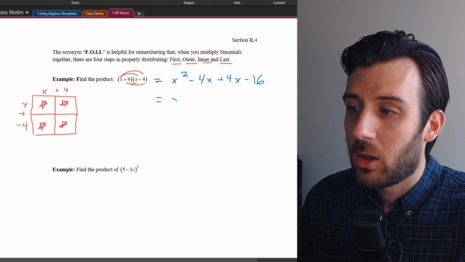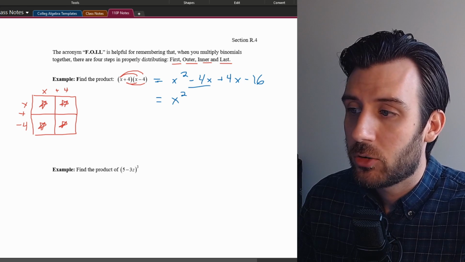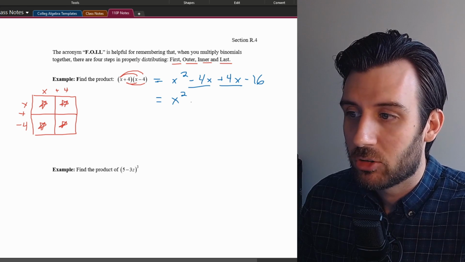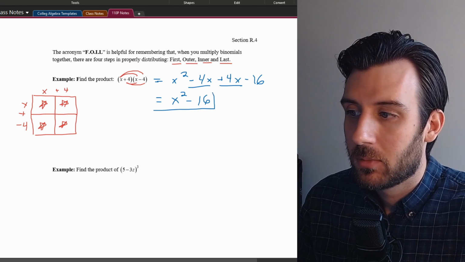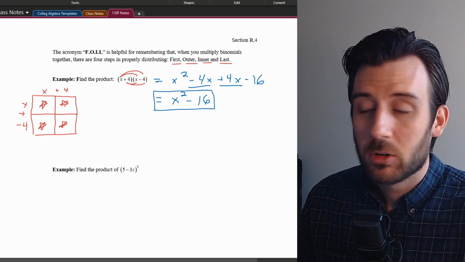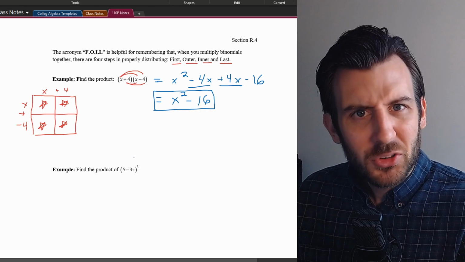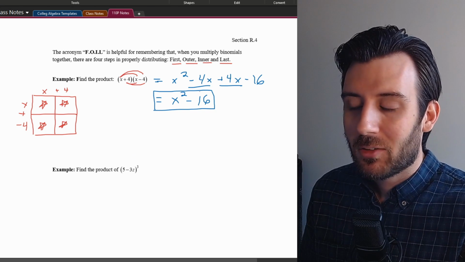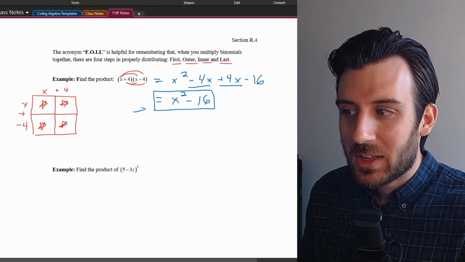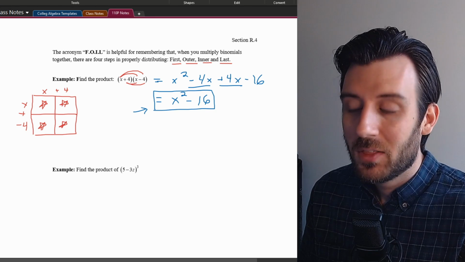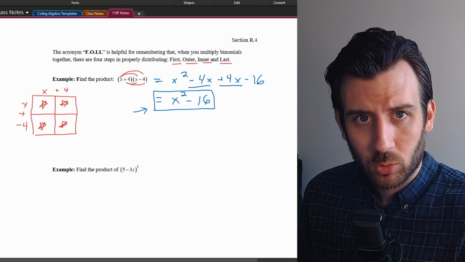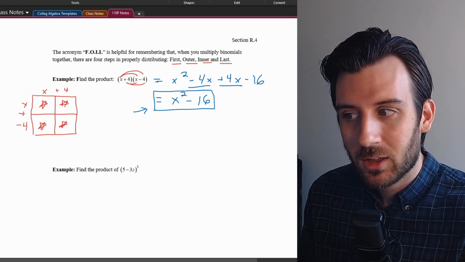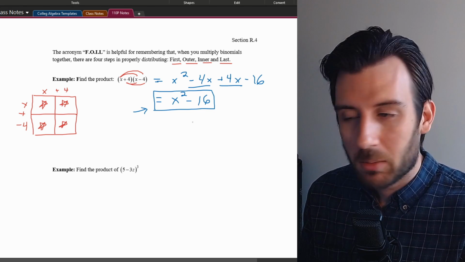I can then simplify all of this by recognizing that the middle two terms are exact opposites of each other, and so they'll cancel out and leave me with x squared minus 16. That's pretty cool that we can do that so quickly. Also keep in mind that this is a very interesting statement that we had talked about before. This is what we call the difference of two squares. Notice that x squared is a square made from x, and 16 is a square made from the number 4.